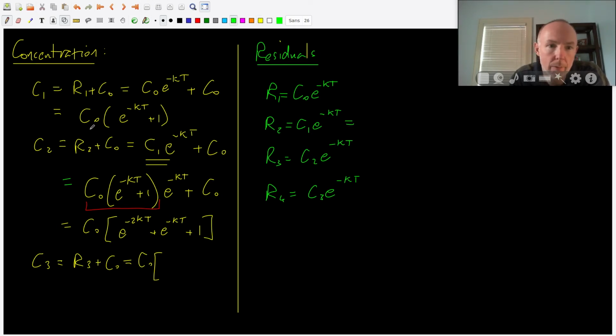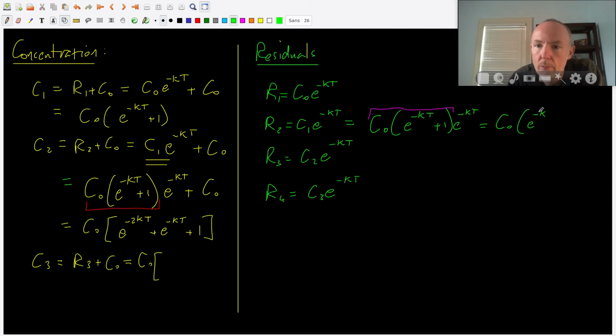I've already calculated R2. No, I haven't calculated R2. R2 is this term, C1, multiplied by the exponential. So notice that it's always going to just increase the exponential by 1. We're going to get (e to the minus kt plus 1) times e to the minus kt. Again, this quantity is C1, and I'm just multiplying it by the exponential. So it just decays it down. So this is C0, if you like, times (e to the minus 2kt plus e to the minus kt), if I multiply that exponential in.